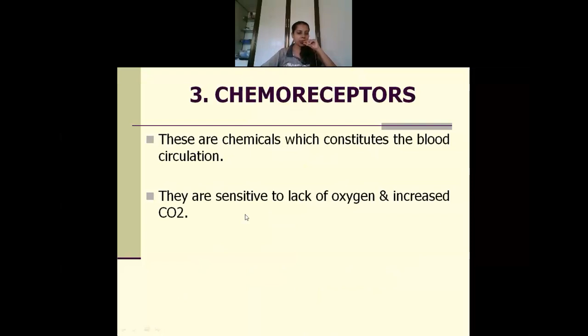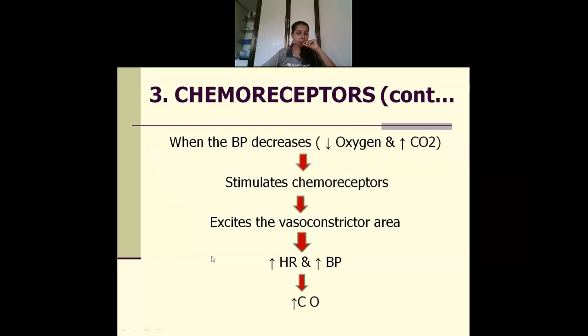Next is moving on to chemoreceptors. Now chemoreceptors are, as the name indicates, chemo, means certain chemicals which are present in the blood circulation. These chemoreceptors are sensitive to lack of oxygen. That is, whenever there is hypoxia in the blood, chemoreceptors are activated. So whenever there is more carbon dioxide, less oxygen, or whenever there is hypoxia, immediately chemoreceptors will detect and they will do some mechanism.